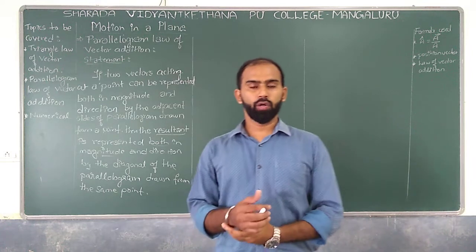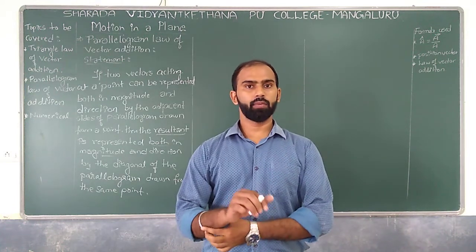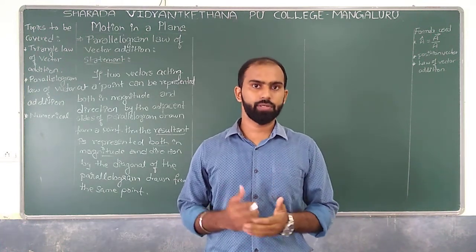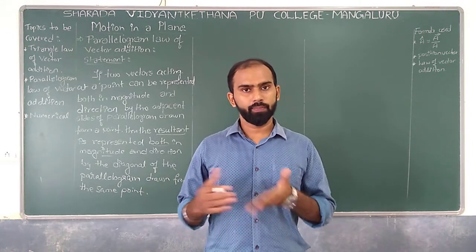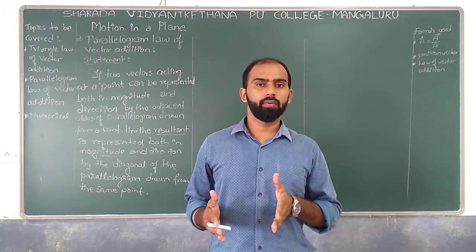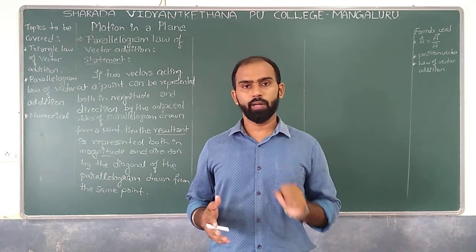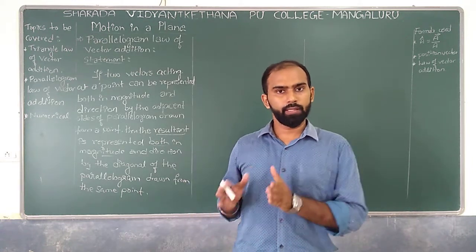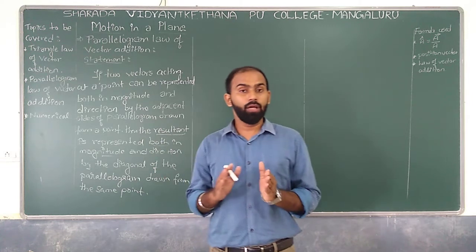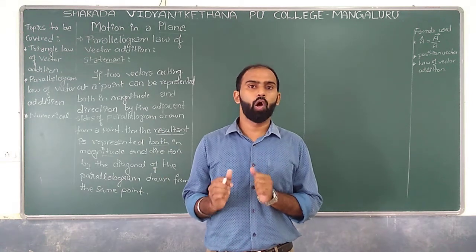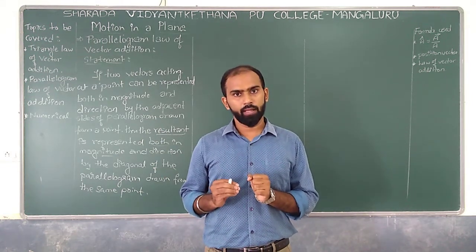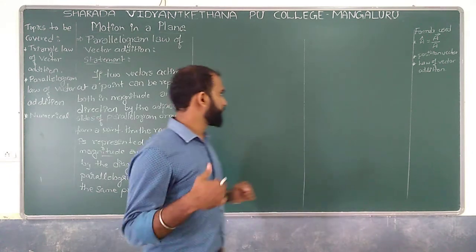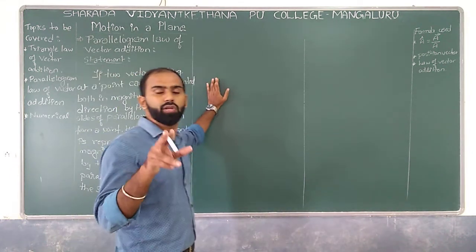Fine. We'll move on to one more topic, that is nothing but the parallelogram of vector addition. By taking help of the triangle law, in the triangle law obviously there are three sides, but here we have a parallelogram, means what? How many sides should be there?